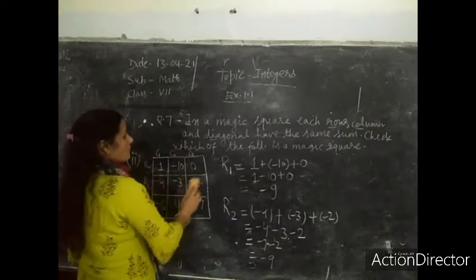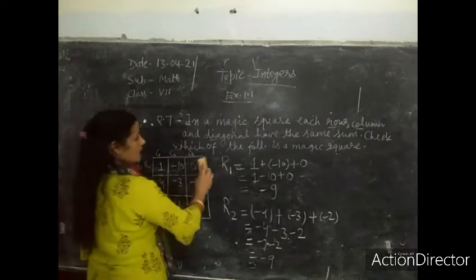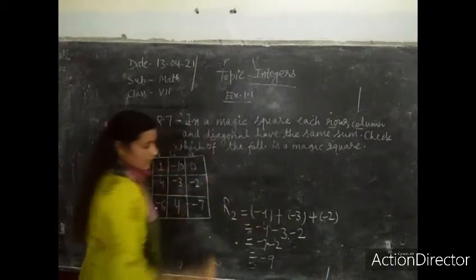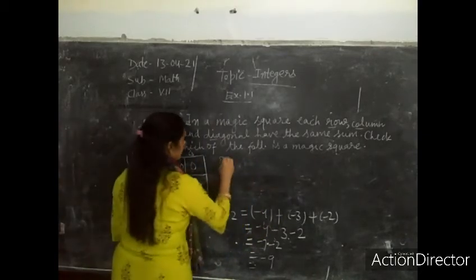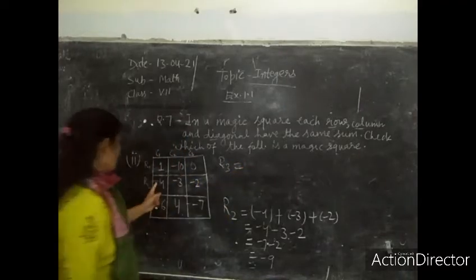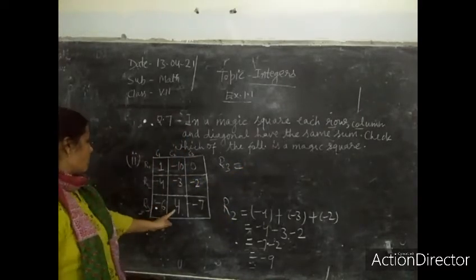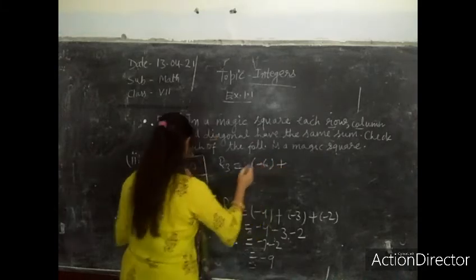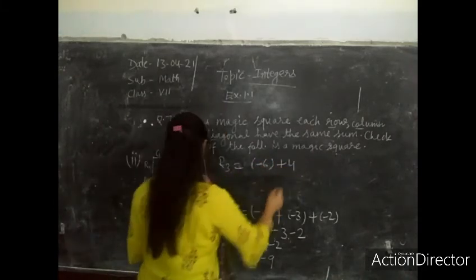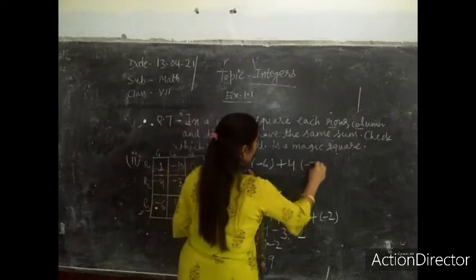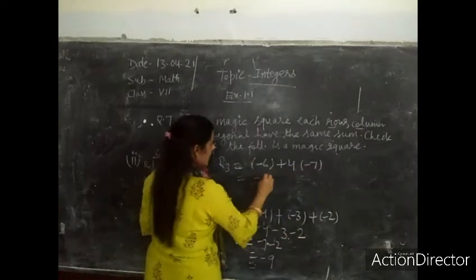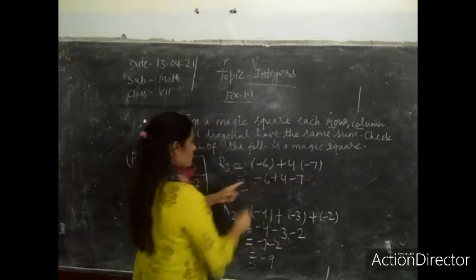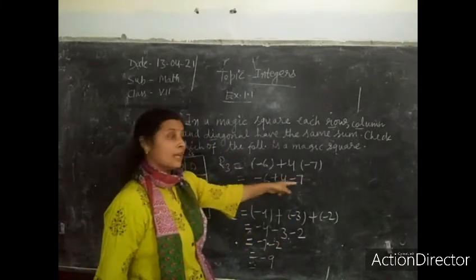Writing here the elements of R3. I am writing the integers of R3. Pause the video and note it down. Now I am writing R3. R3 equals minus 6, 4, minus 7. Minus 6 plus 4 and minus 7. Now open the bracket: minus 6 plus 4 minus 7.